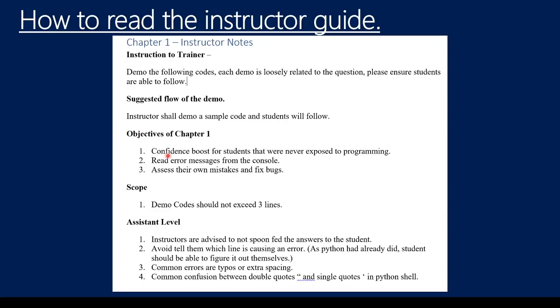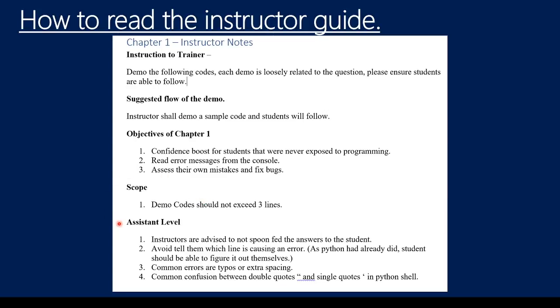The objective of the chapter tells you what you should get back from the students by the end of the session. For this particular chapter, it's a confidence boost so that the students are not scared of programming. They are able to read error messages, assess their own mistakes and fix their own bugs. The scope is sort of a level for every chapter. For this level, please don't exceed more than 3 lines. Any code shouldn't exceed more than 3 lines.